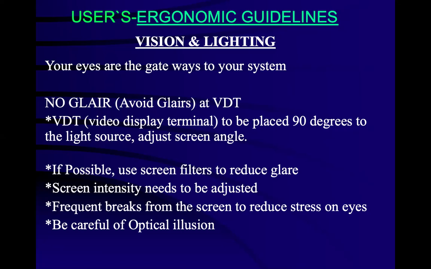And so we're saying when you are viewing an object, there must be no glare, especially when you are looking at a video display terminal or monitor. There must be no glare, if possible. If glares are unavoidable, use filters, and these filters are supposed to reduce the glare. If the intensity of your screen is not appropriate, you are required to adjust it. As you watch screens, we also advise frequent breaks from the screen so you can reduce stress on your eyes. This, in a way, allows you to avoid optical illusions.